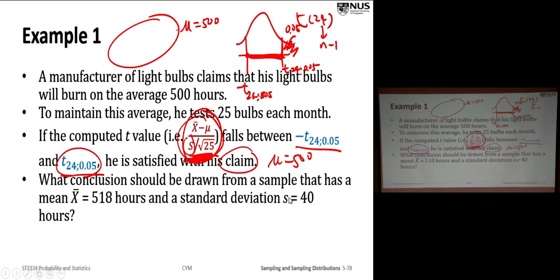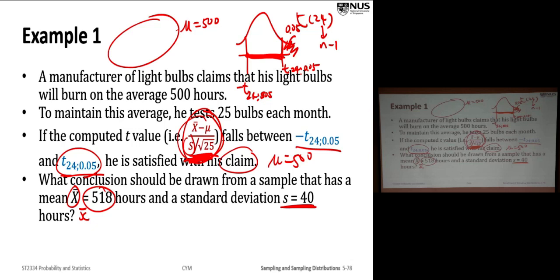Now we draw a sample and calculate, and the sample mean is 518, and the sample standard deviation is 40. Okay, to be more consistent, I think maybe we better use lowercase. All right. Okay, let me put it this way.